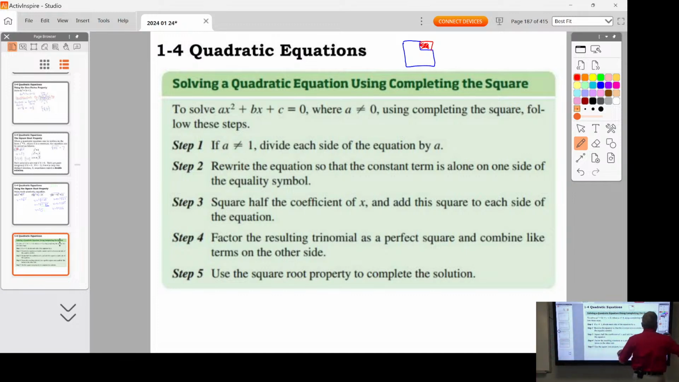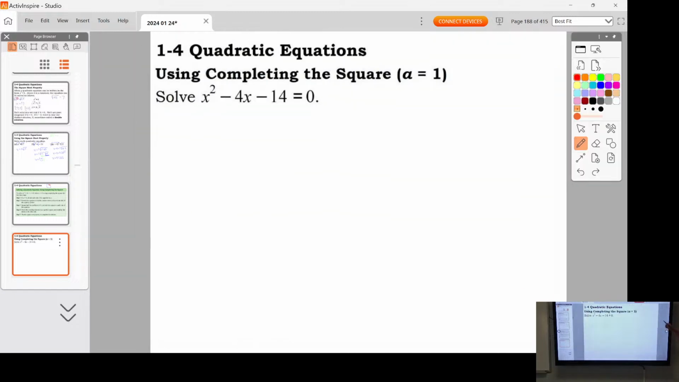Okay. I'm not going to go through all these steps. We're going to look at some problems. I want to solve x squared minus 4x minus 14 equals 0 by completing the square. Step number 1. Is a 1? ax squared plus bx plus c. Is a 1? a is clearly 1. Good. Next step.